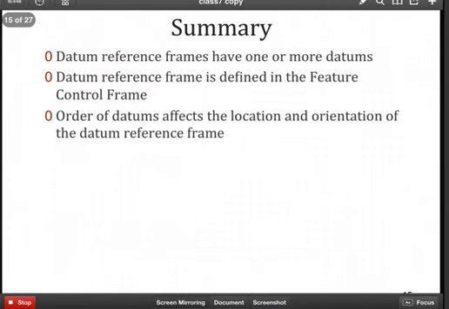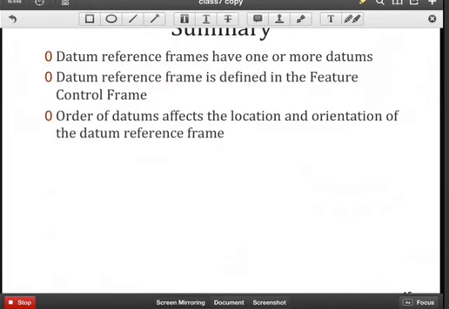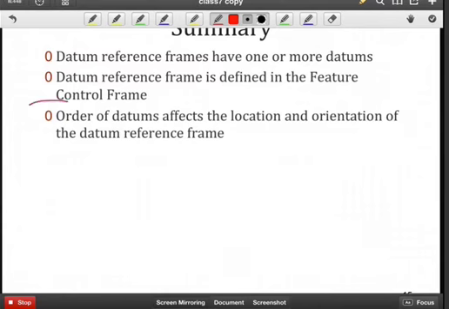In summary, a datum reference frame can have one or more datums. Simplest would just be one, such as an axis in the example we've already seen. The datum reference frame is defined in the feature control frame, and the order of datums will affect the location and orientation of the datum reference frame. This principle is very important because that will determine whether or not your part is within specification if you're using the correct order. If you're using an incorrect order, you can get yourself into trouble.